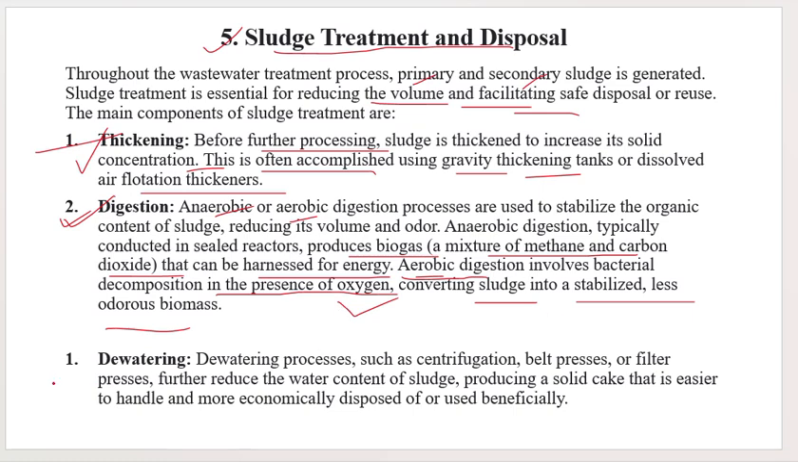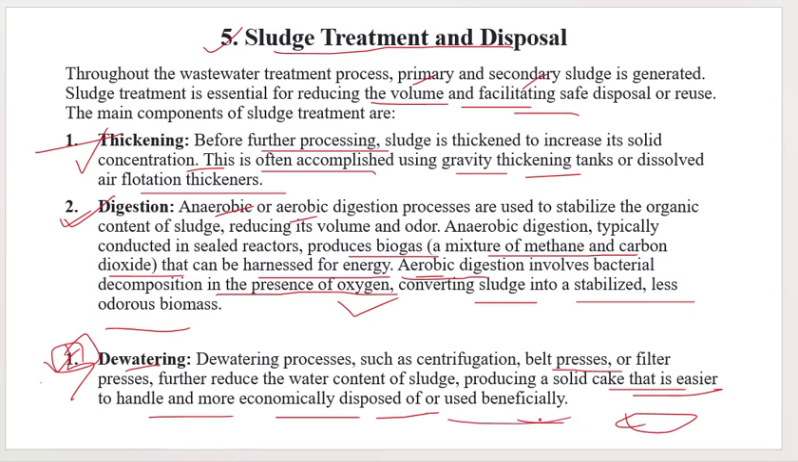Sorry, I have mentioned it wrong. It should be three: dewatering, with processes such as centrifugation, belt presses or filter presses, to reduce the water content of sludge. Dewatering means removing water content from sludge, producing a cake-like solid material that is easier to handle and more economical to dispose of or use beneficially for various purposes, like in the agriculture field, where we can use this sludge as a nutrient.